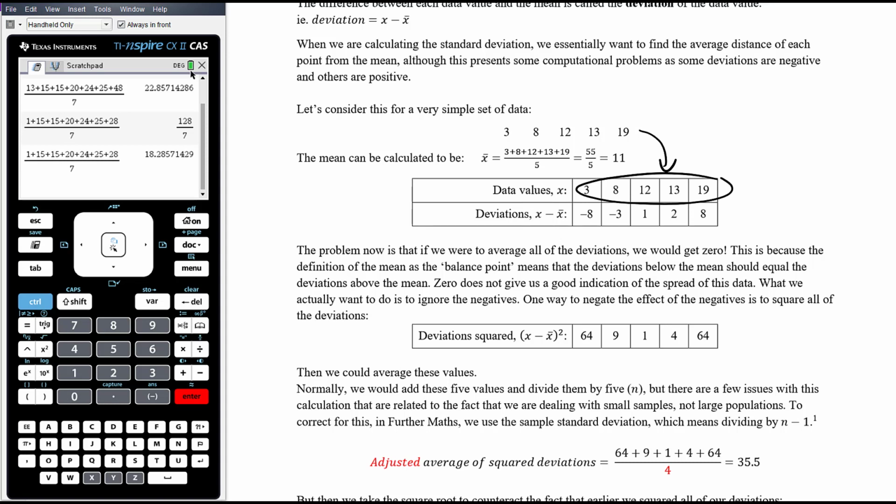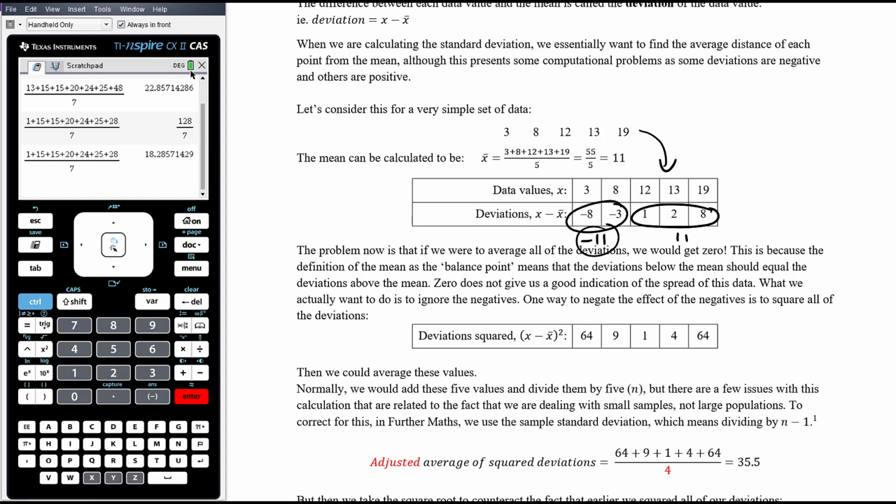Okay. So when the data value is 3 and we take away the mean, which is 11, we get a deviation of negative 8. When the data value is 8 and we take away the mean of 11, we get a deviation of negative 3. When the data value is 12 and we take away the mean of 11, we get a deviation of positive 1. So we're going to get negative deviations when the data values are below the mean, and positive deviations when the data values are above the mean. Okay, and what we should find here is that these positive deviations, if we add them up, 8 plus 2 plus 1, that's 11. These negative deviations, if we add them up, negative 8 plus negative 3, that's negative 11.